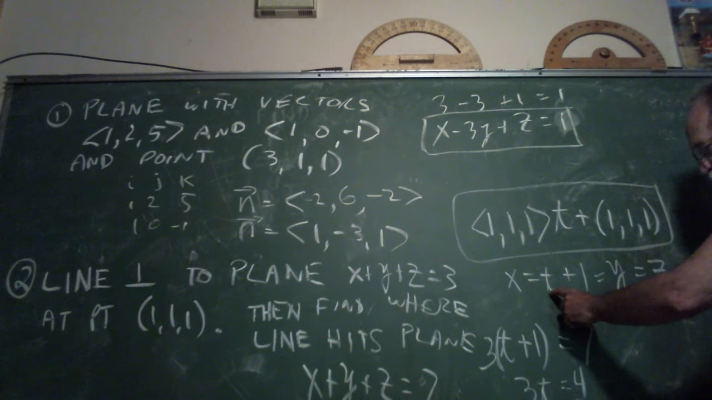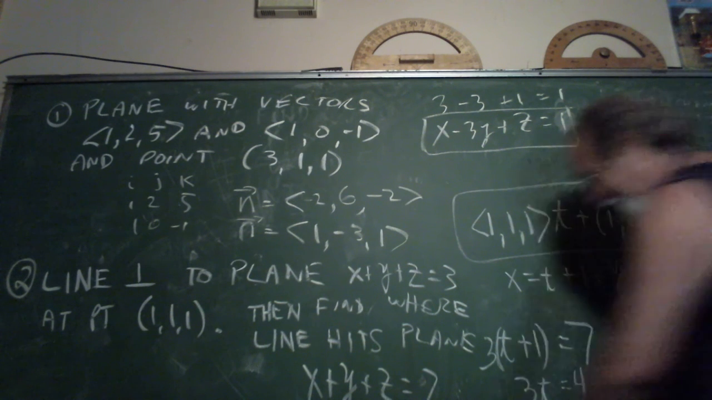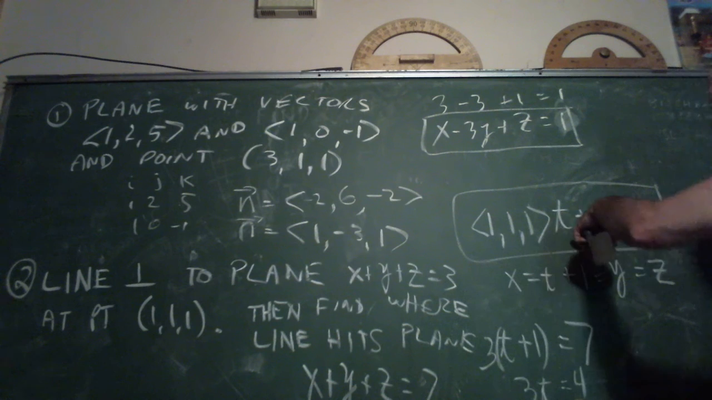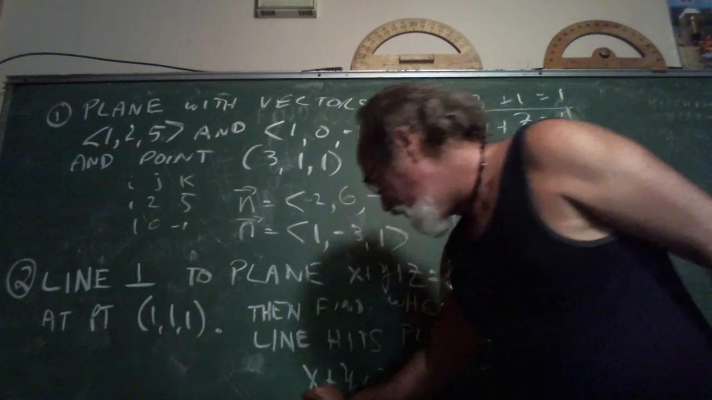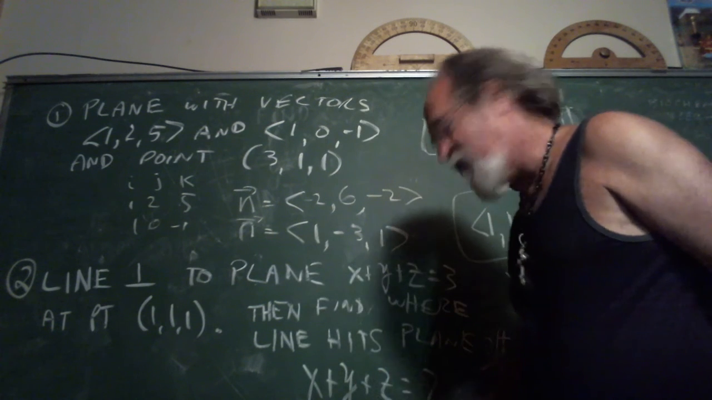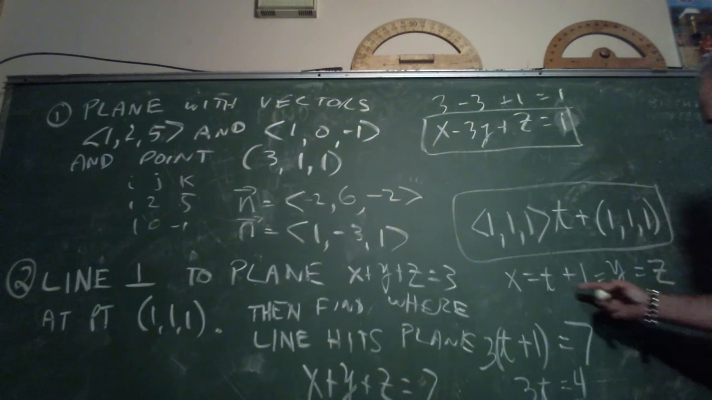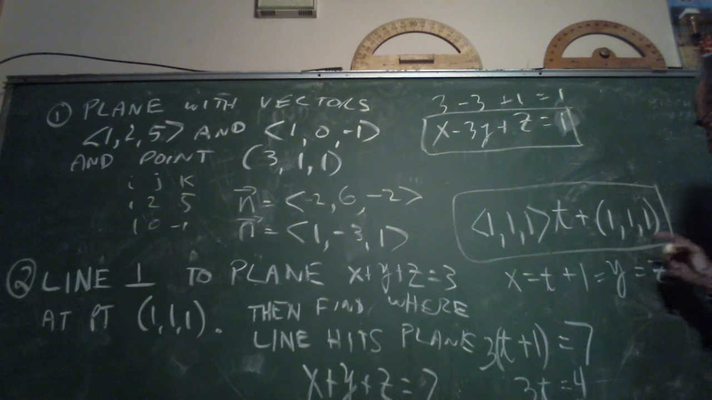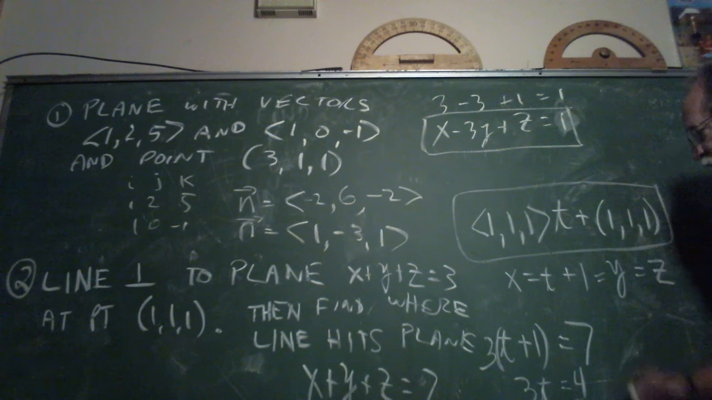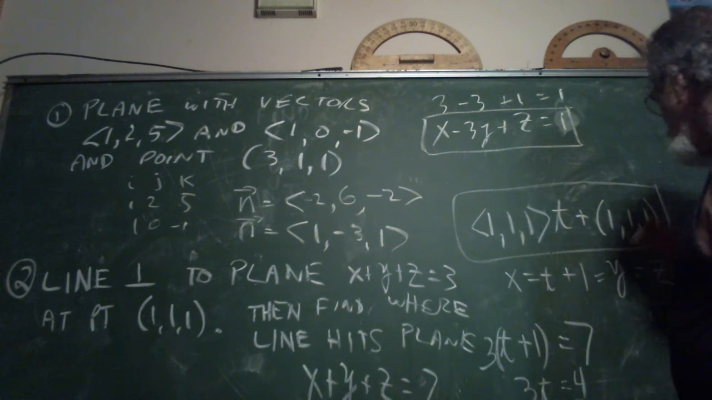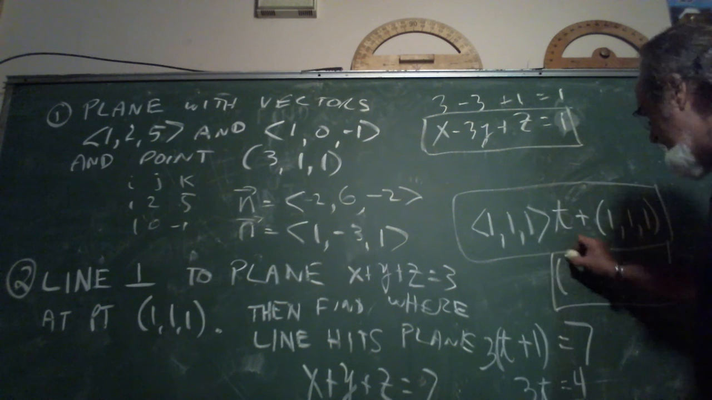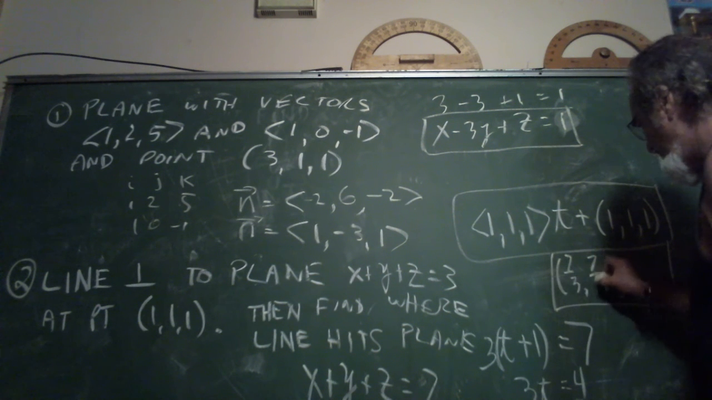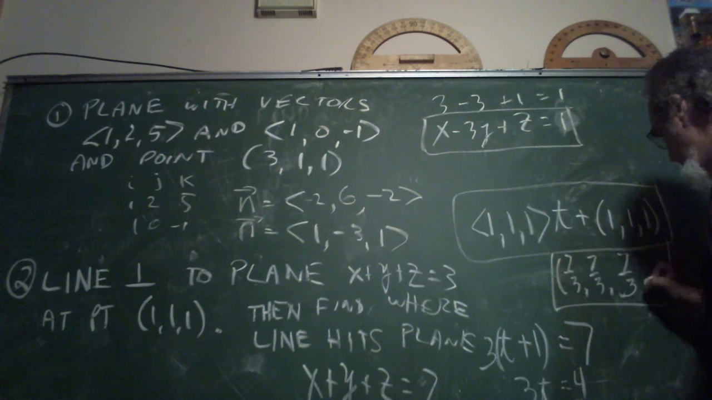Put 4/3 in right there, and you get the answer for the second part. This line hits this plane at the point (7/3, 7/3, 7/3), because you just put in 4/3 for each of these: 7/3 for x, 7/3 for y, 7/3 for z. So that's the second part of the answer. I'll box it down here. The second answer is just the point (7/3, 7/3, 7/3).